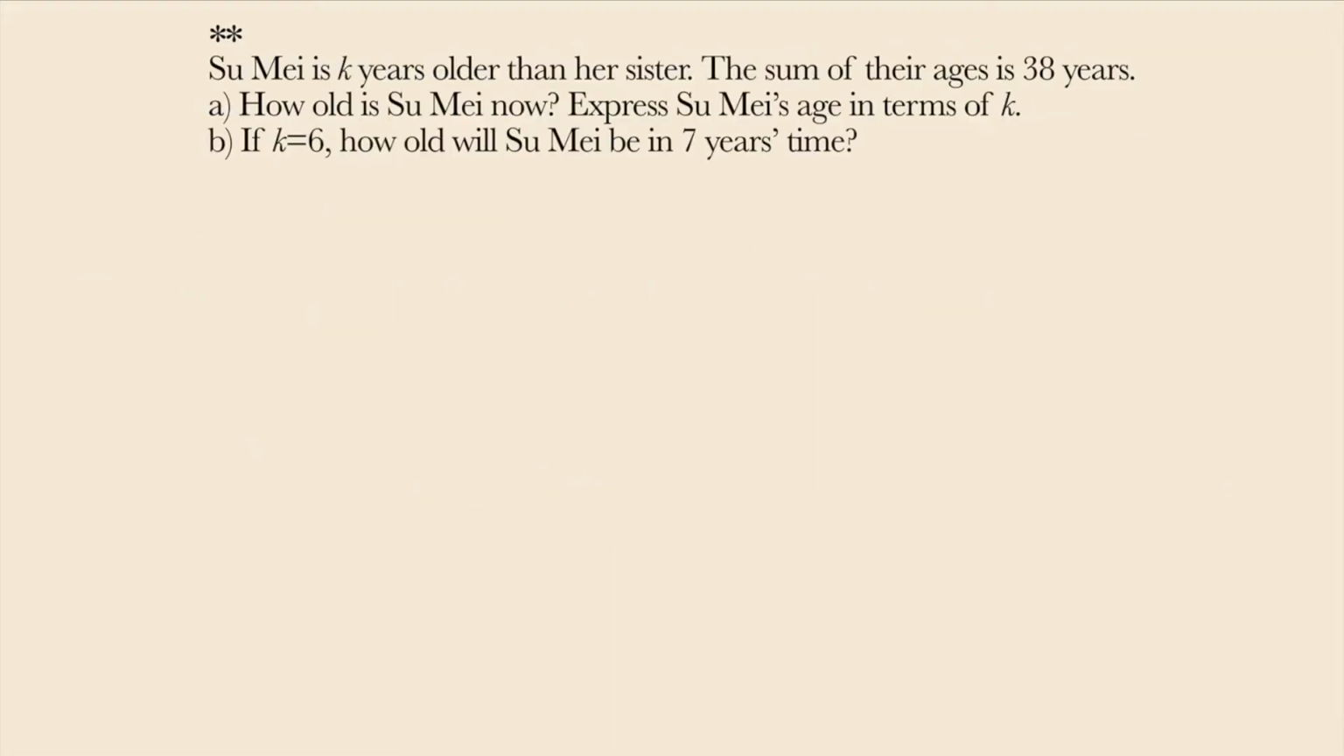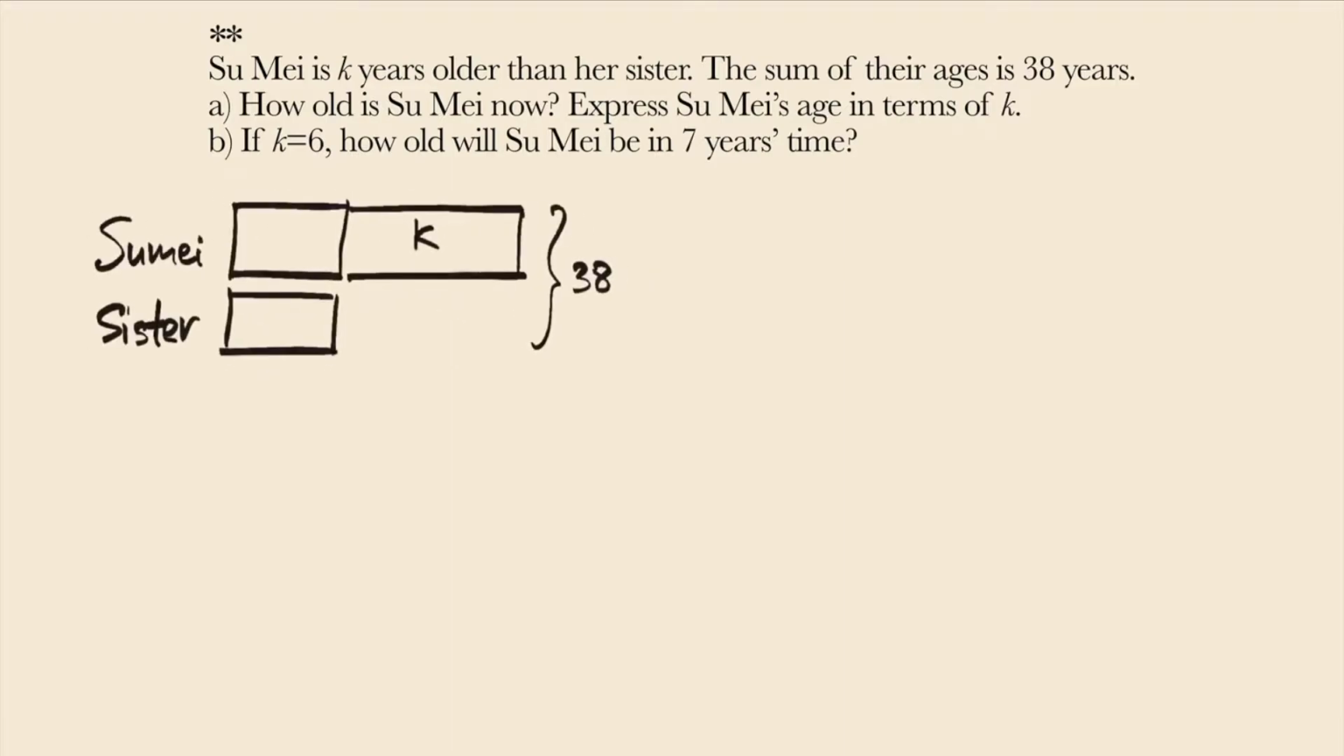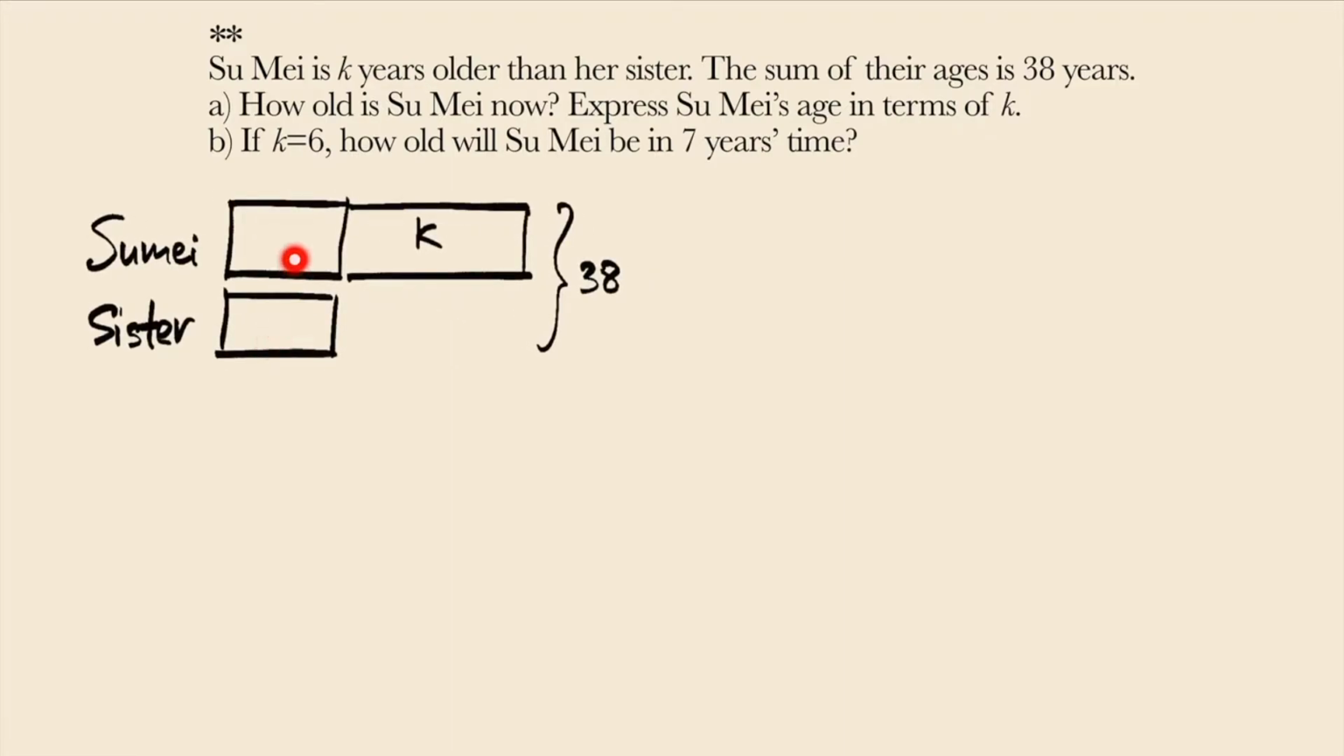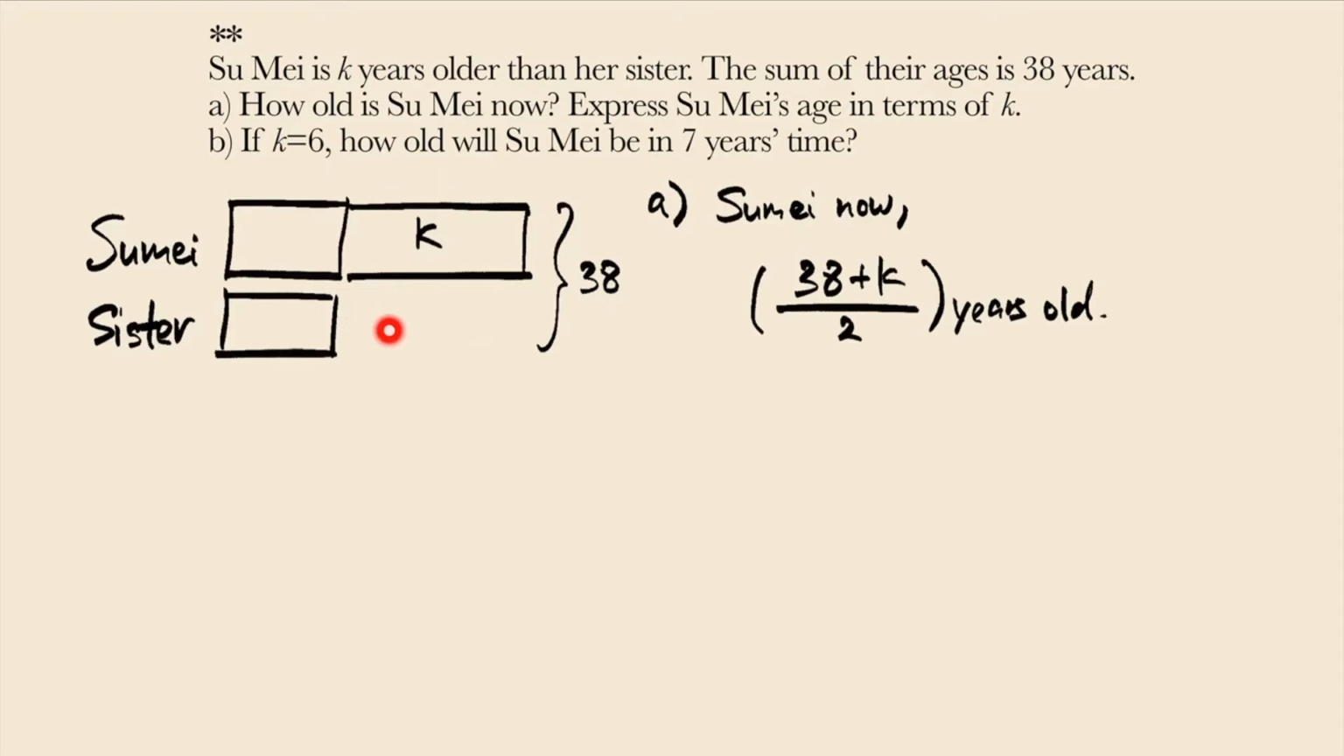Sume is k years older than his sister. Well, we can model that by drawing one block for the sister and Sume having k more than the sister. And the sum of their ages is 38. How old is Sume now? So what we can do is to fill in a k over here. Currently the total is 38, yeah? So fill in this k here. What would you get? 38 plus k. Now if you want to obtain Sume, and you have these 2 equal bars, you will just halve that. So that's going to be 38 plus k over 2.